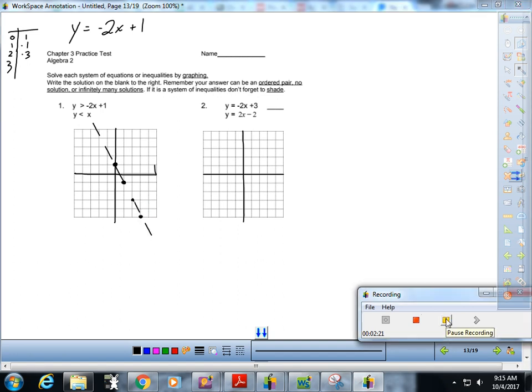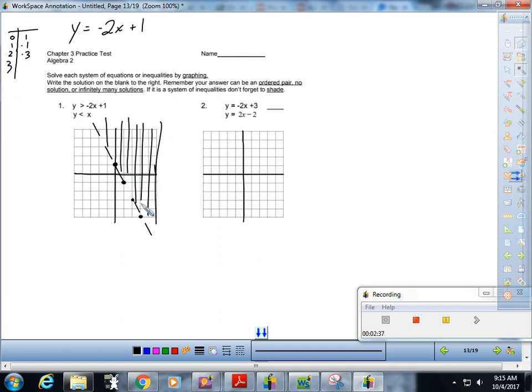Okay, now, can somebody read this to me out loud? Y is greater than. So if it's greater than, you shade above. Now, we're not done yet.